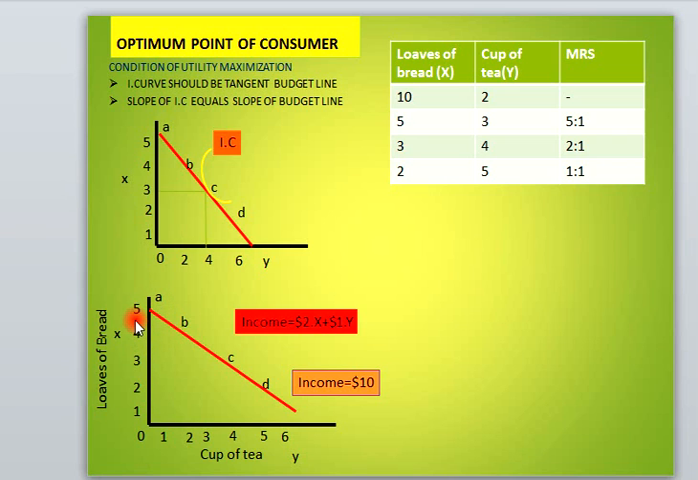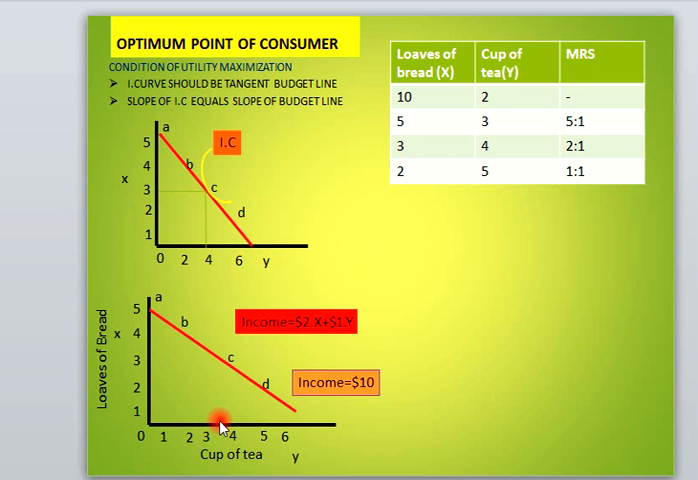Point B, when this man wants to get more cups of tea, he reduces the consumption of loaves of bread so that he is going to be paying $8 now, because he's consuming 4 loaves of bread. Now when he's paying $8, what happens to cups of tea? He can afford to buy 2 cups of tea here. That is point B, 2 cups of tea.